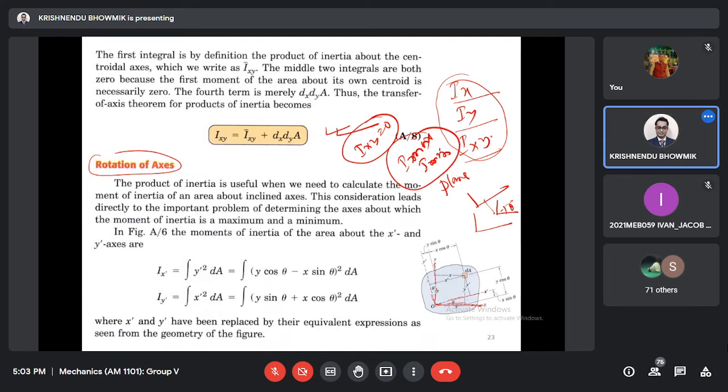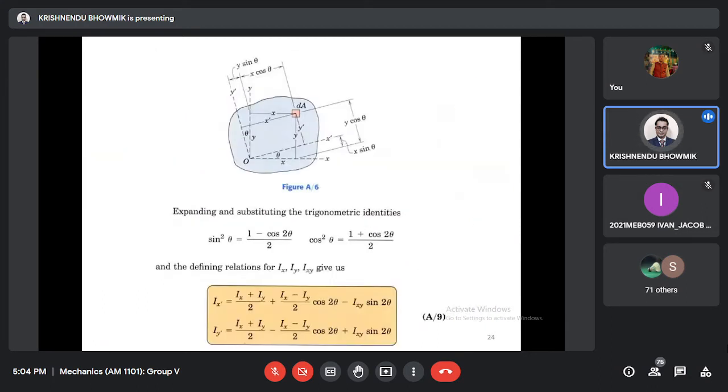I will show you. Now if I rotate this by some theta degree, consider this is x, this is y, this is x prime, this is y prime, and the rotation is theta. If you rotate like this, then this vertical distance will be x sine theta, and this will be x cosine theta. For this y, this will be y sine theta, and this will be y cosine theta. Next page I will show you.